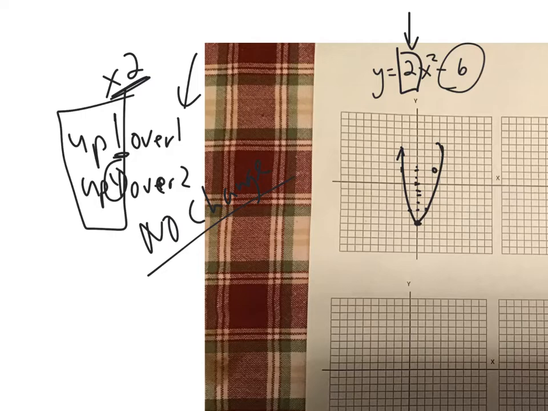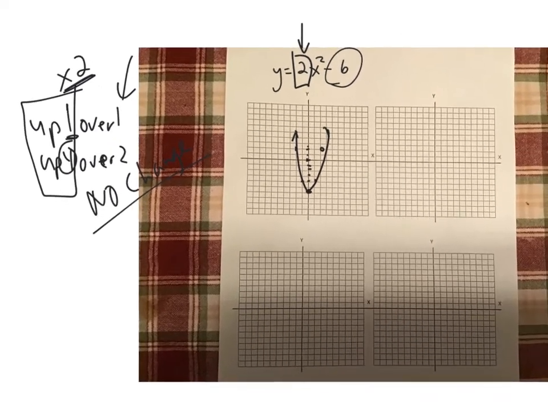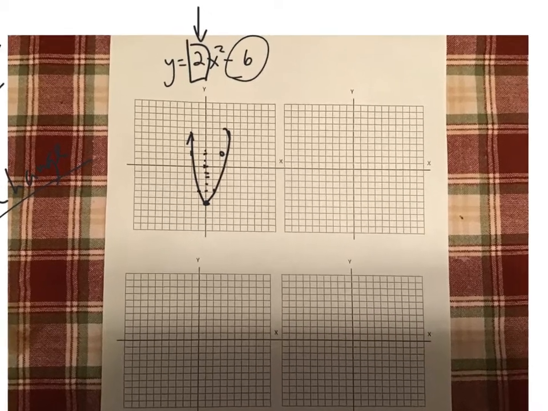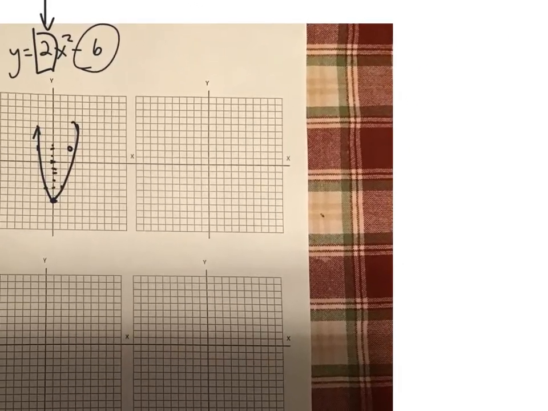Okay, let's do another one of these real quick here. Let's try this one here. I'm going to slide clear over this way. So I've got y equals negative 3x squared plus 7. So where's my vertex at? Clear up here, right? At 7.